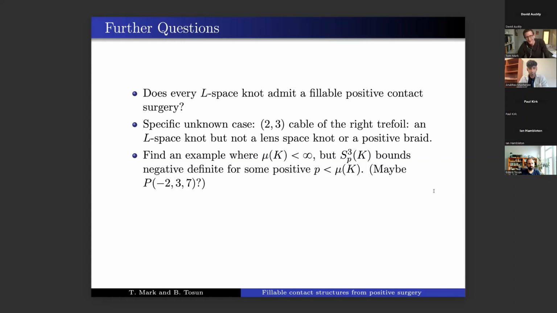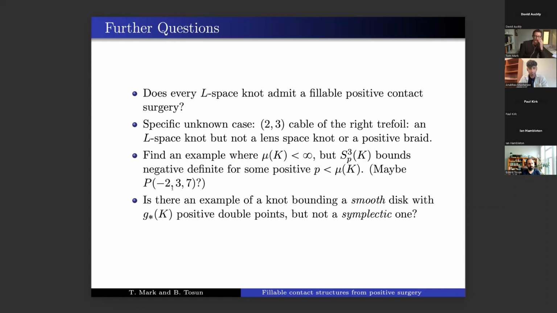Anyway, the examples that we know, where we know both the minimal surgery coefficient that's fillable and the minimal coefficient for which you bound a negative definite, those numbers are the same, but we don't quite know the minimal surgery coefficient that bounds negative definite for this pretzel knot. We know that 16 surgery is not fillable, but it's unknown whether 16 surgery bounds negative definite. So it might be interesting to settle a question on that example, at least.